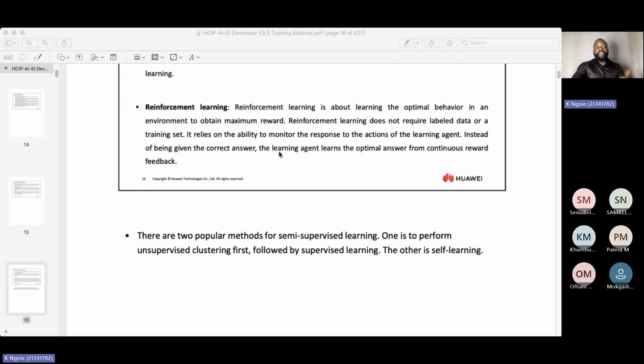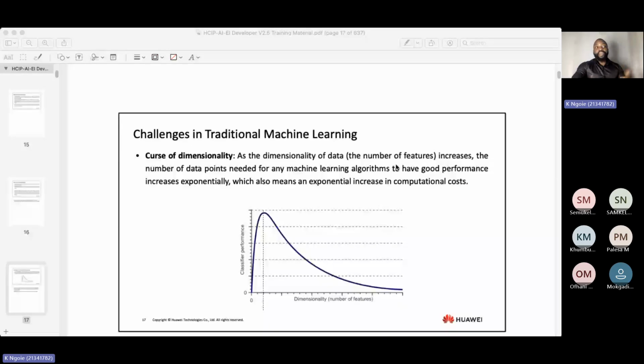And when we have machine learning, we can have an issue with the dimension of the data, because as we increase the number of features, we will need more data, or else we can have an overfitting problem or underfitting problem. So very, very, very important.